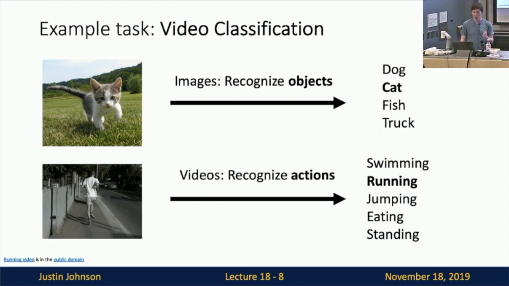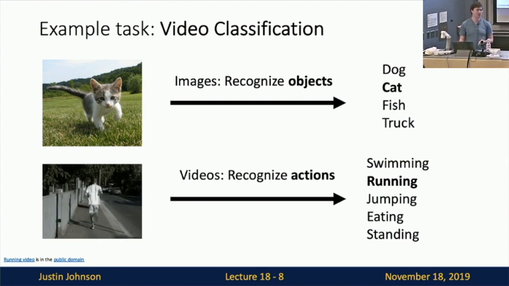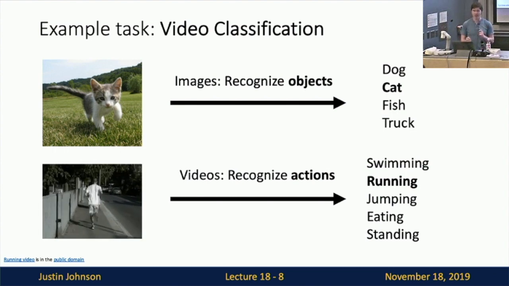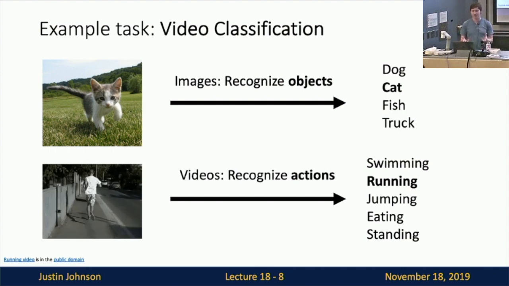And then when we are working with three-dimensional video sequences, the thing that we usually want to classify are actions or activities. These are things like swimming or running or jumping or eating or standing. You can see that in the two-dimensional case, we're trying to recognize nouns grammatically, and in the three-dimensional case, we're often trying to recognize verbs. So the nature of the categories that we're trying to recognize in video is often very different than the types of categories we want to recognize in 2D images.